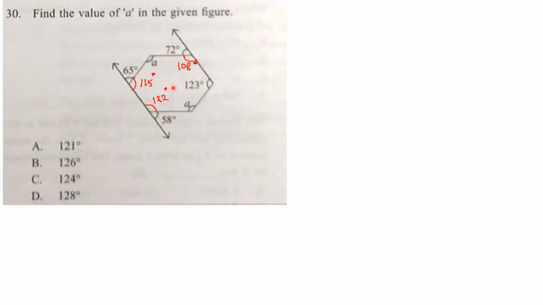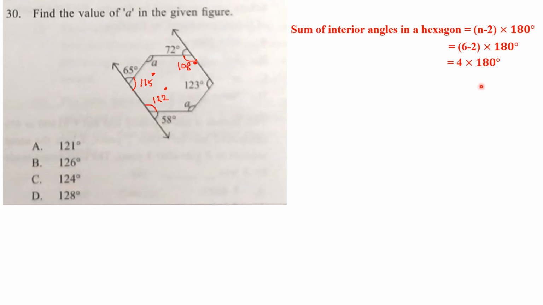So you have to find the sum of the interior angle of a hexagon. If you remember, then it is well and fine. If you don't know, then we have a formula. And sum of interior angle in a hexagon will be, the formula is n minus 2 into 180 degree, where n is the number of sides. And here n is 6. So if you do 6 minus 2 into 180 degree, you will get 4 into 180 degree and 4 into 180 degree will give you 720 degree.